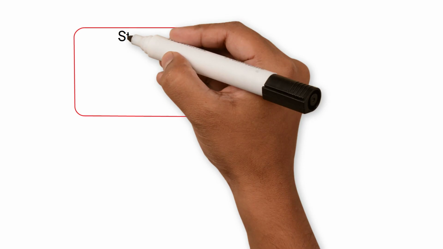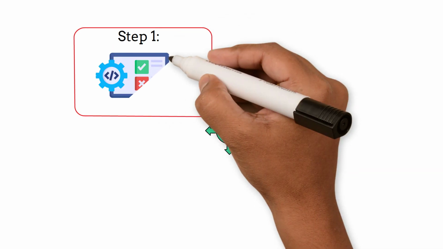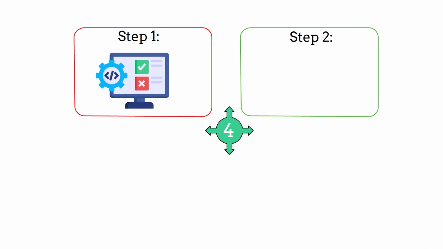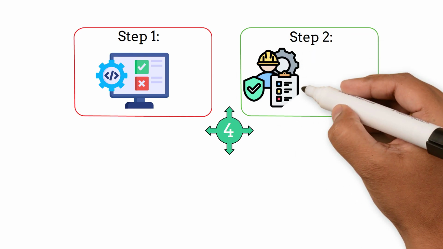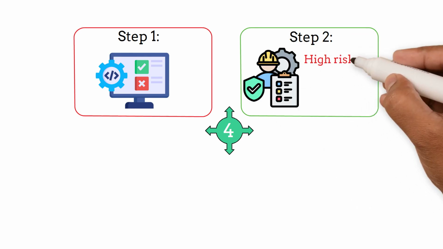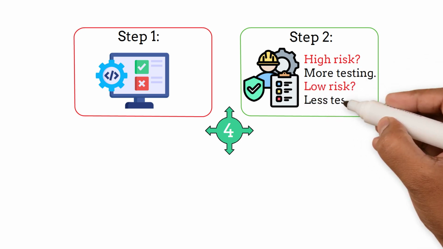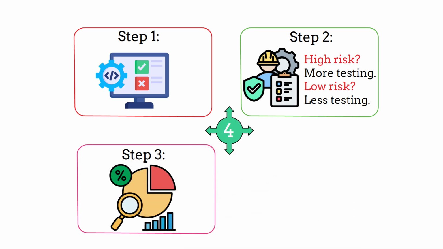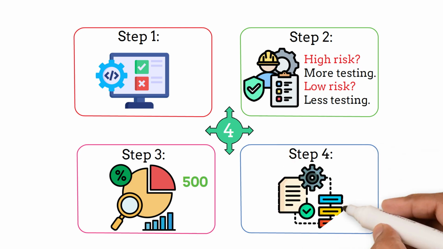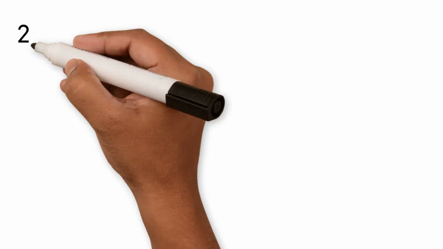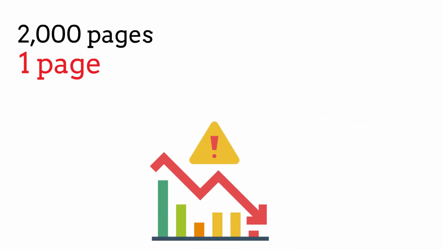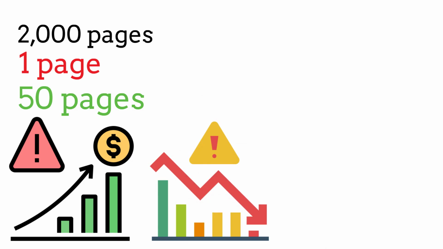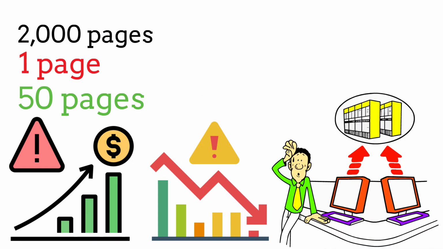4 simple steps. Step 1. Identify what the software actually does. Step 2. Determine if failure foreseeably compromises safety. High risk, more testing. Low risk, less testing. Step 3. Test proportionally. Not everything needs 500-page protocols. Step 4. Document just enough to prove it works. Instead of 2,000 pages, you might need 1 page for low-risk systems or 50 pages for high-risk, but never the one-size-fits-all approach that is killing your timeline.